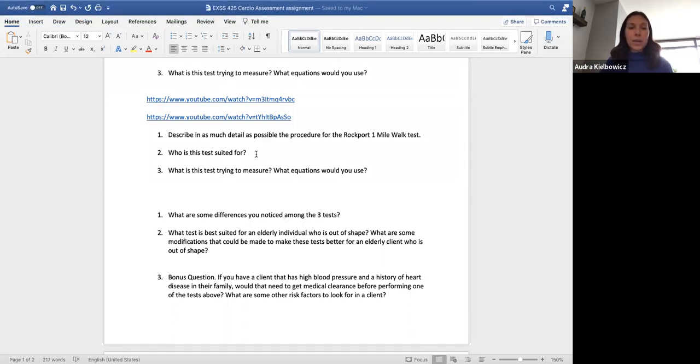Bonus question asks, if you had a client that has high blood pressure and a history of heart disease in his family, would they need to get medical clearance before performing one of the tests above? What are some other risk factors to look for in that client?